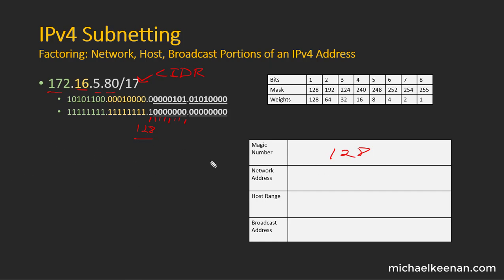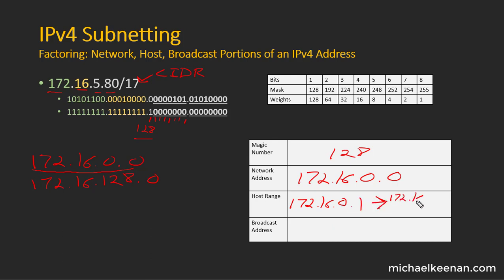So we can say that the network address falls in between 172.16.0.0 through 172.16.128.0. And with this information, we see here that the network portion is 172.16.0.0, and the host range is 172.16.0.1 all the way through 172.16.127.254, leaving 172.16.127.255 as the broadcast address.